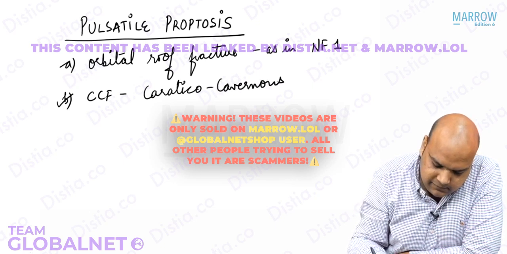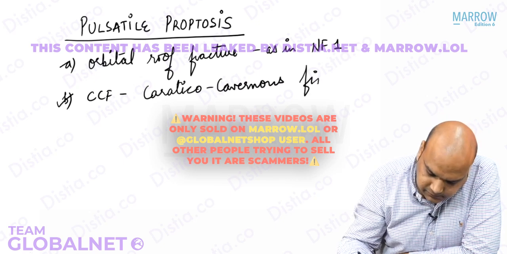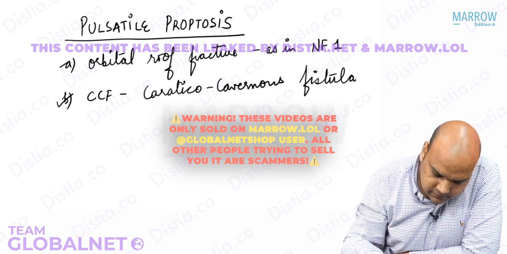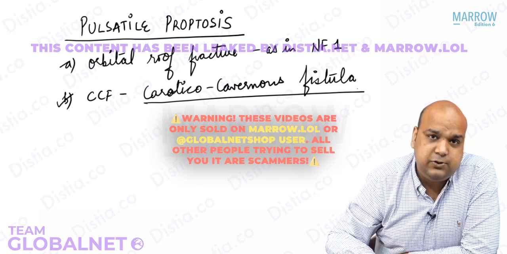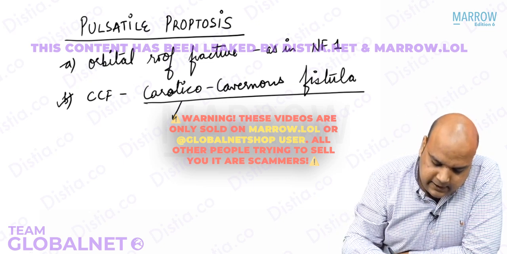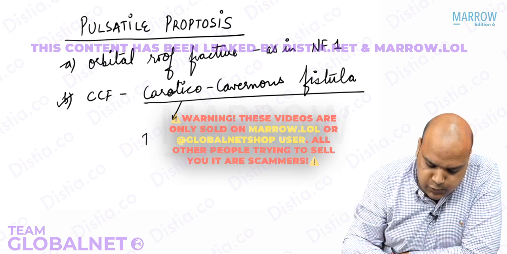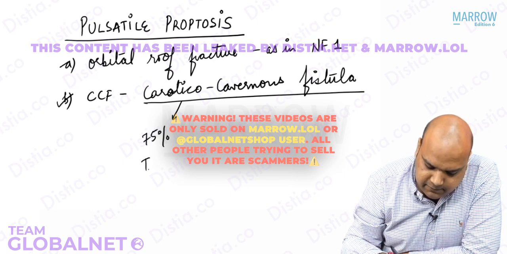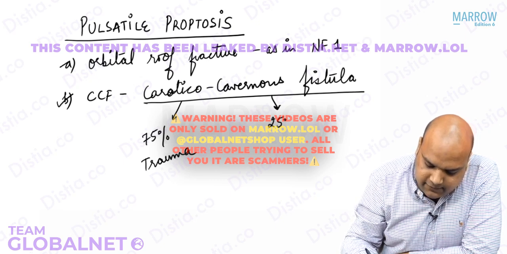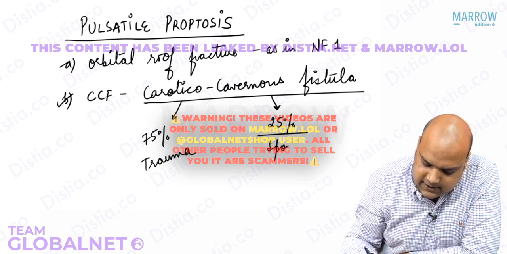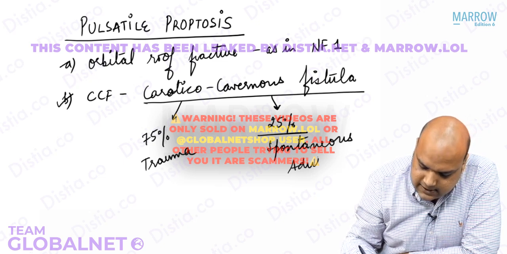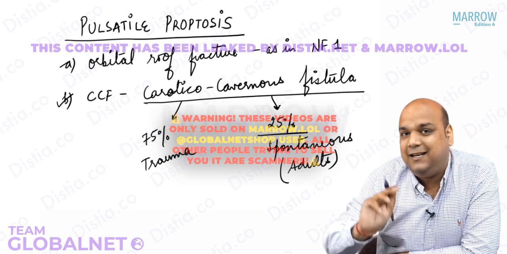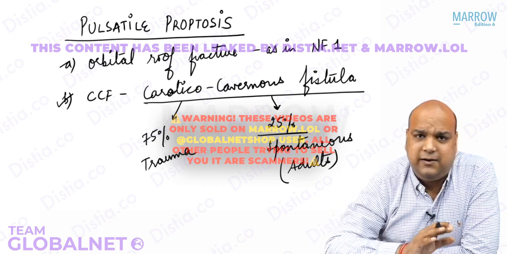carotico-cavernous fistula. Okay, everybody, CCF, carotico-cavernous fistula. Now, please remember, carotico-cavernous fistula is usually in 75% cases due to trauma, whereas in 25% cases, it can be a spontaneous connection. But if it is spontaneous, it is only seen in adults. It can never be seen in children per se.